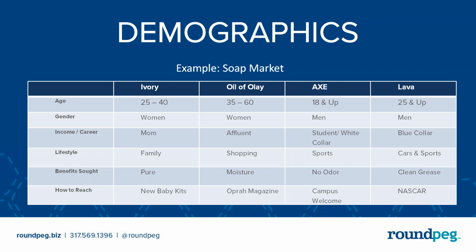Well, once you know who your target customer is, now you can begin thinking about, well, how do I reach this customer? Well, Ivory, putting sample soap in new mom kits, advertising Oil of Olay in Oprah magazine, offering free samples in a campus welcome package for Axe, and becoming the official sponsor of NASCAR makes sense for Lava.